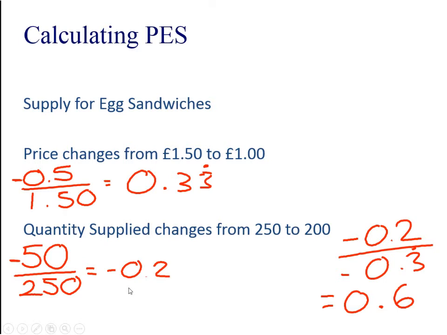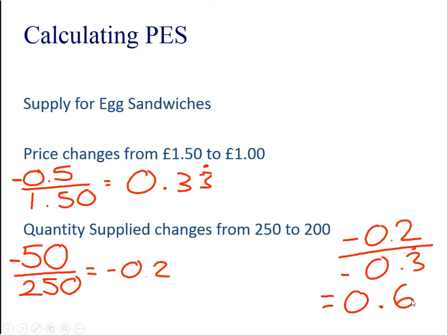And then we've got a change in the quantity supplied, so it's falling, so negative 50 over 250 equals minus 0.2. So when we put those figures into our equation, we've got minus 0.2 over minus 0.3 recurring, and because it's a negative divided by a negative, it's a positive, so it comes out as 0.6.